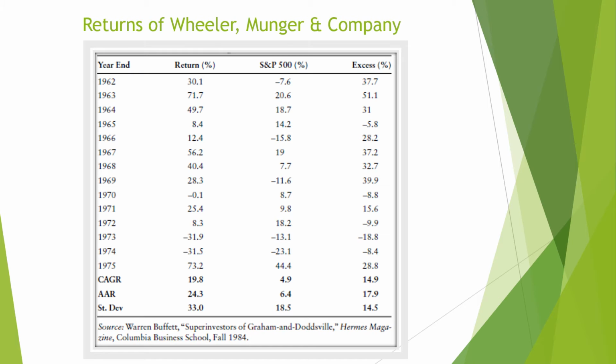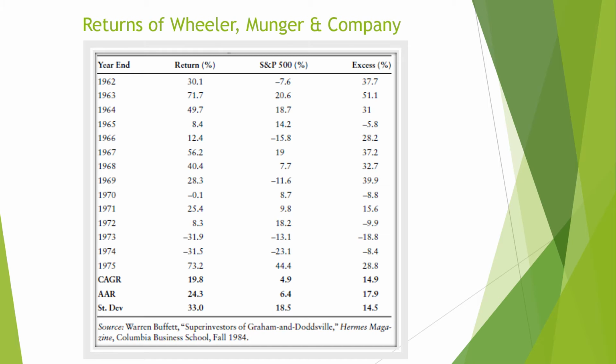So if you see, during the course of 14 years, Munger's partnership had a CAGR, the compounded annual growth rate, of 19.8% as compared to 4.9% for the S&P, and this is about the 14 years that I'm talking about. And they have brutally defeated the market by 14.9%. So the alpha is 14.9% per year.